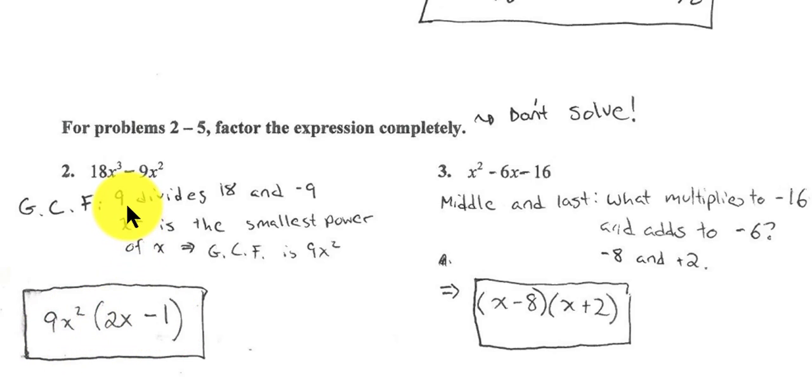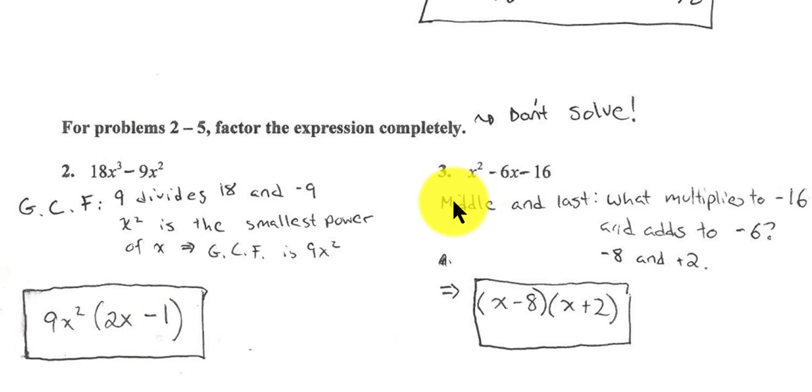All right, so again, we're going to take out a 9 and an x squared, so you see that here. And then if you divide each term by 9x squared, you're left with 2x, right? 18x cubed divided by 9x squared results in 2x. Negative 9x squared divided by 9x squared results in negative 1. Okay, so first you have to determine what we're going to factor out, which would be the 9 and the x squared, and then divide each term by what we factored out. Right, so we factor out 9x squared. We divide each term by 9x squared.